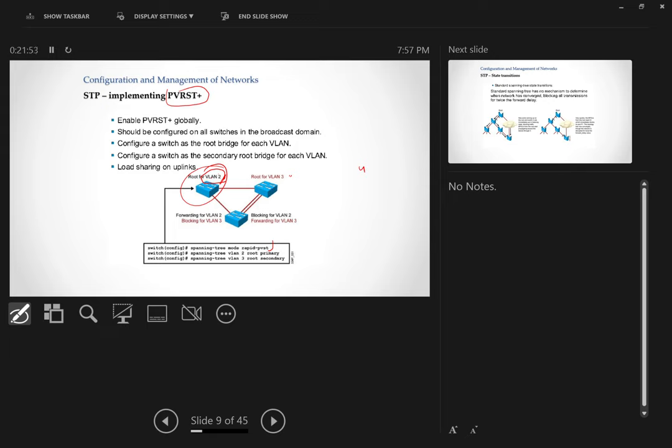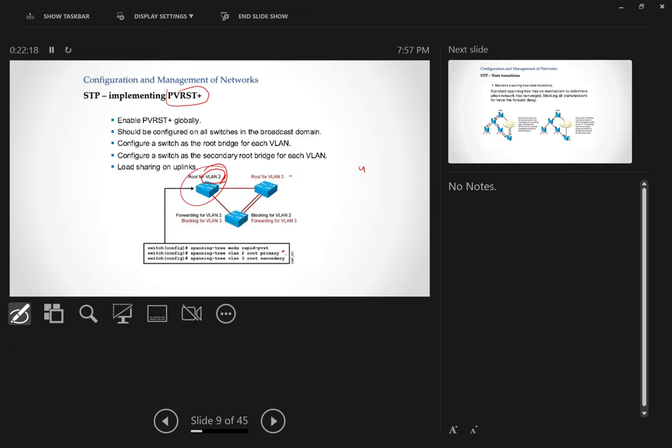You could use the priority. There's a command to change the priority. It's spanning-tree vlan 2 priority, and then you put the value of the priority, but that obligates you to know the default value of the priority so that you put a different value. So this is kind of like a macro command, this one, that changes the priority for you.